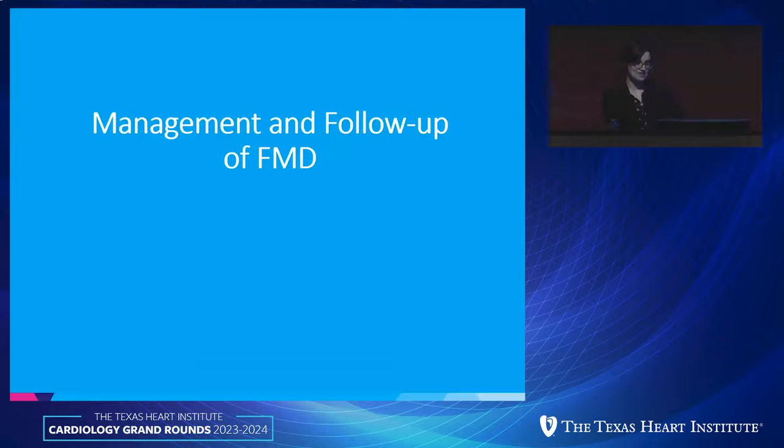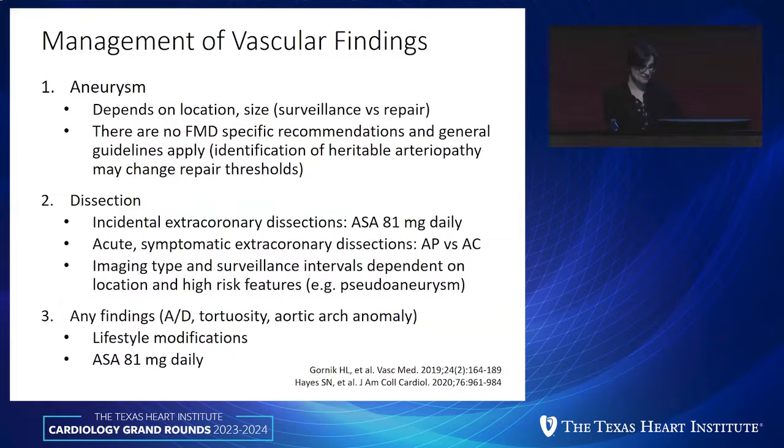I'm going to move towards the management and follow-up of FMD, which is where I think most of what the patients want to know. So in terms of the management of vascular findings, when it comes to aneurysm, there's nothing specific for FMD patients. So you're really following general guidelines in terms of surveillance versus repair and all of those type of things. However, just keeping in mind that if there are multiple findings in a single patient, you may want to consider genetic testing. If they do have a heritable arteriopathy and not FMD, like vascular Ehlers-Danlos, it may change thresholds for repair.